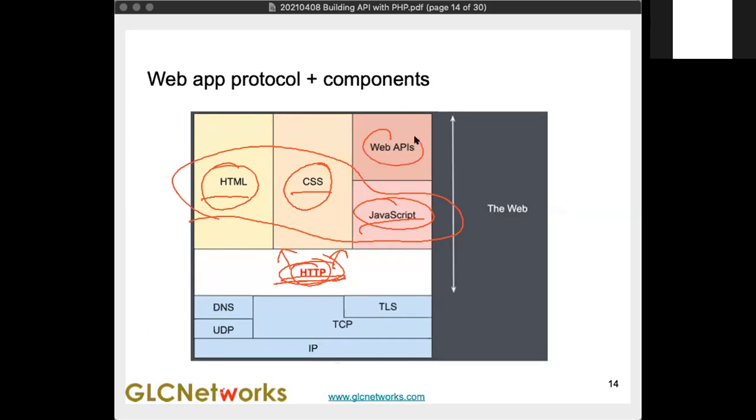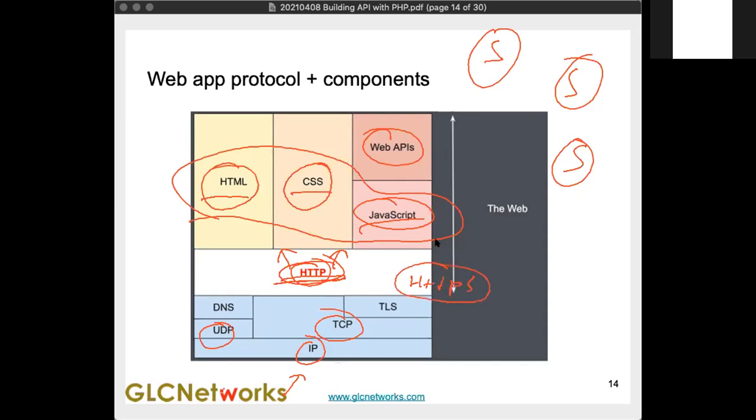On top, here is the web API. A web API is used to connect to a different server, or server to server, okay? So this is how it looks like. From the bottom, we have IP, and then we use UDP or TCP, okay? And if you use HTTPS, that is the secure way of accessing a web server. That one uses TLS, Transport Layer Security. IP is layer 3, TCP and UDP are layer 4. After that is the application layer, which consists of the session layer, presentation layer, and application layer.